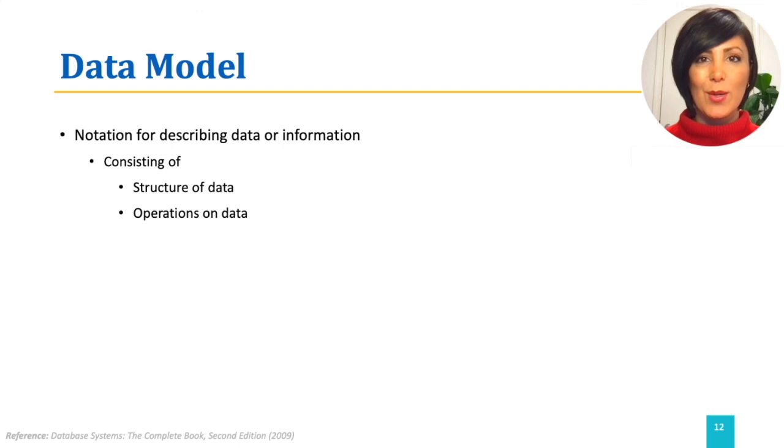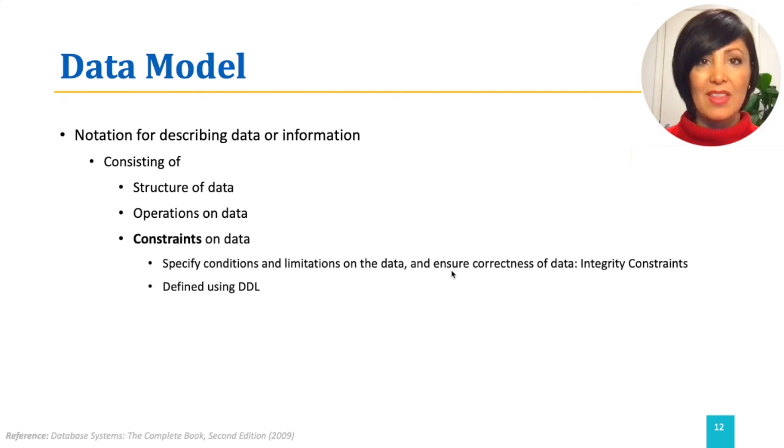A data model also specifies conditions and limitations on data called constraints. These limitations ensure correctness of data and are also defined by the data definition language.